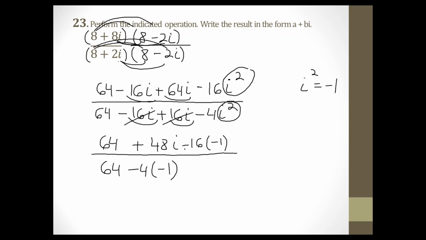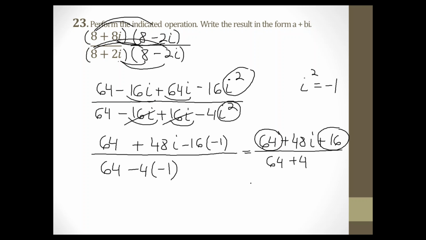And now what we got left. So right up here, simplifying the top, 64 plus 48i, and then negative 16 times negative 1 is now a positive 16. And in the denominator, a negative 4 times a negative 1 is a positive 4. Okay, and then continuing with like terms right here, those two, we can combine them, and now we get 64 plus 16. That would be 80.